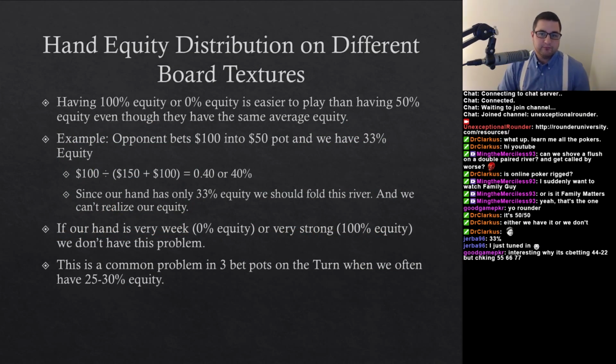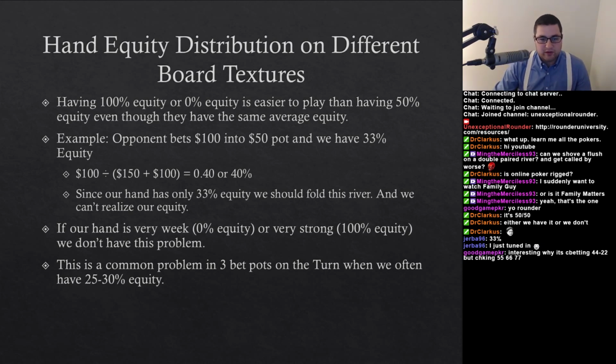Okay. Hand equity distribution on different board textures. And building on what we covered from the other slides, let's talk about this. So having 100% equity or 0% equity is much easier to play than having 50% equity, even though they're the same average equity. And let's go through an example. Our opponent bets $100 into a $50 pot. We have 33% equity. The math obviously is pretty easy to see. 100 divided by 250 equals 0.40 or 40%.